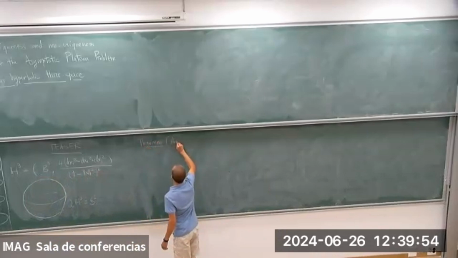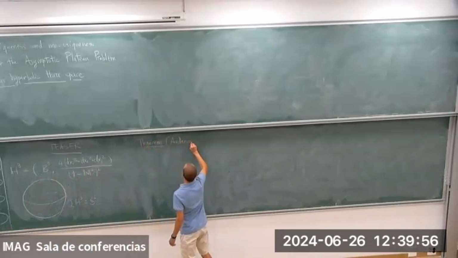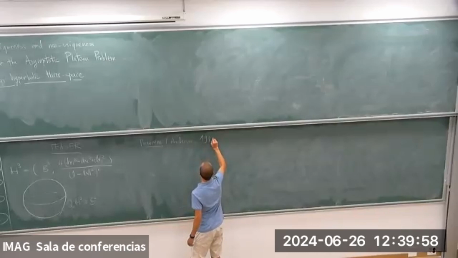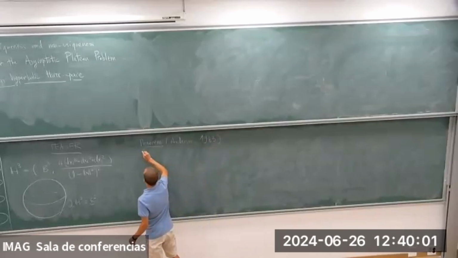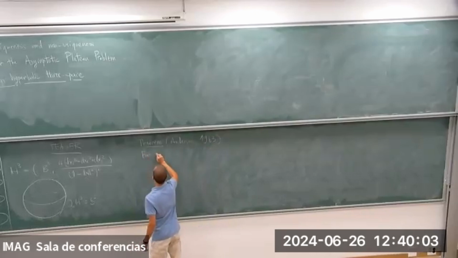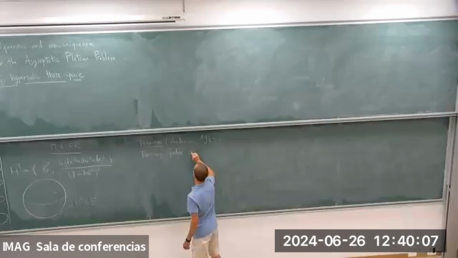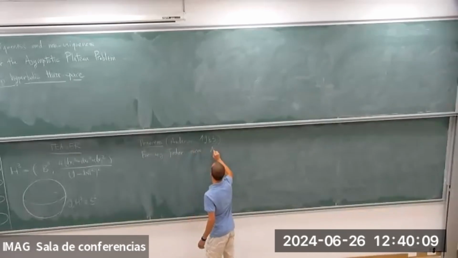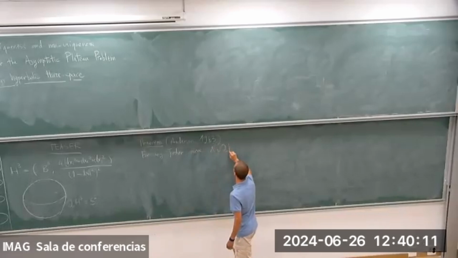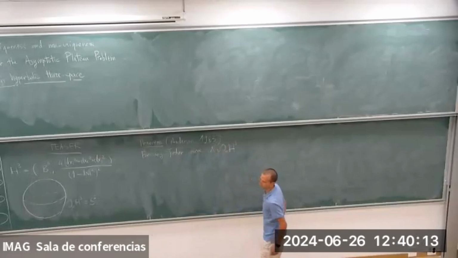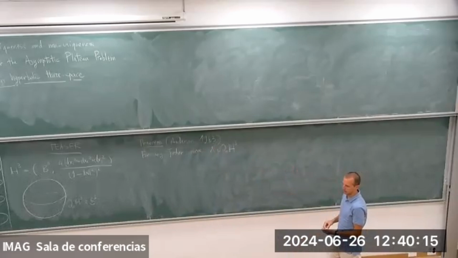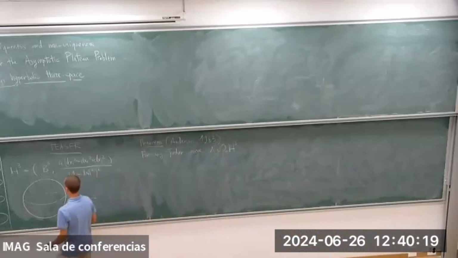And here's a theorem by Anderson, '83. For any Jordan curve lambda in the boundary at infinity of H3. A Jordan curve is just the image of a continuous injective map from the circle. Pick any Jordan curve like that.